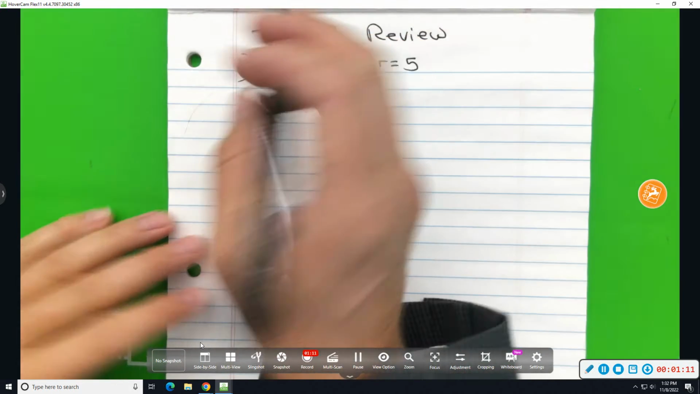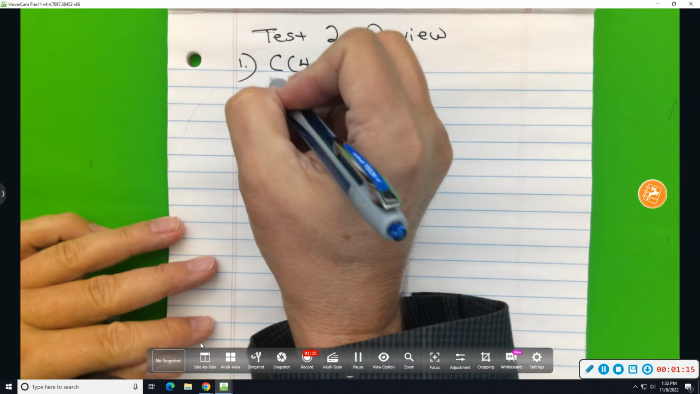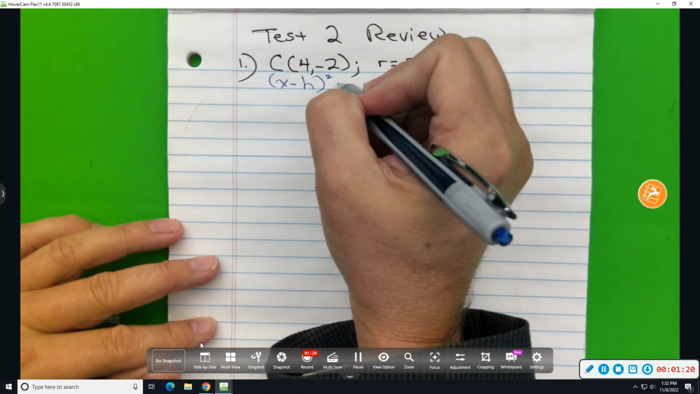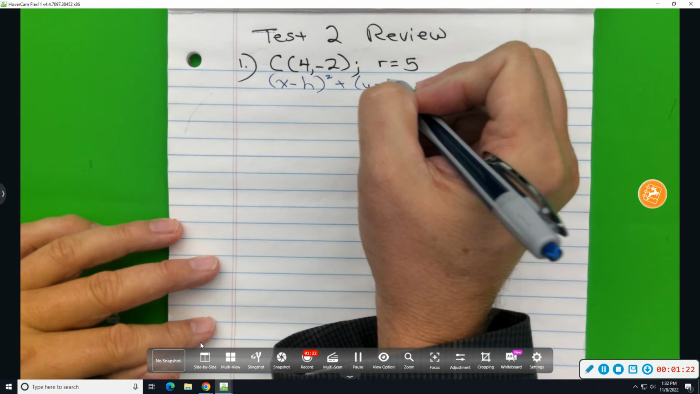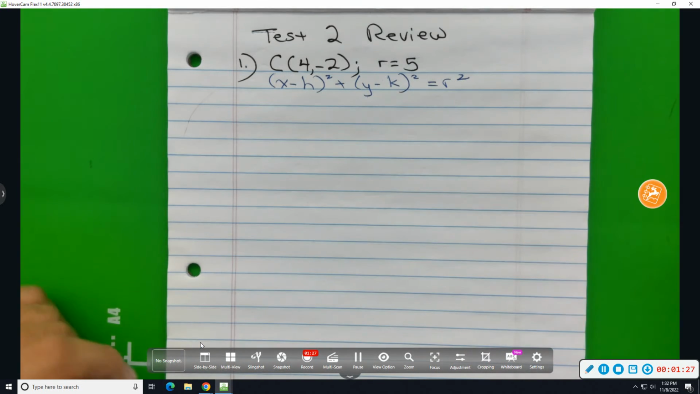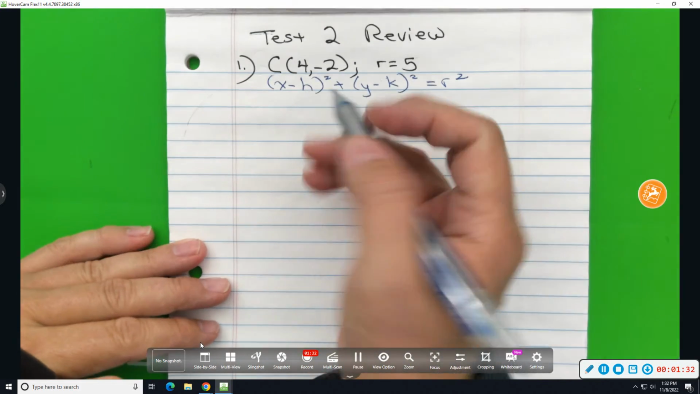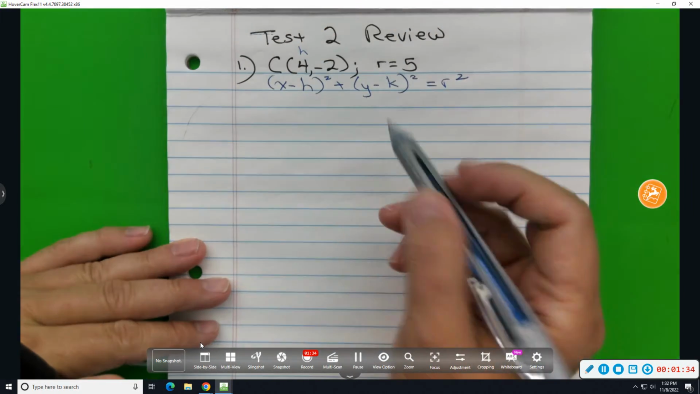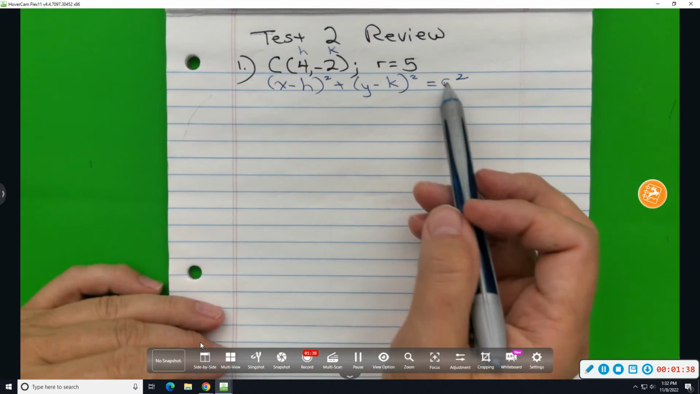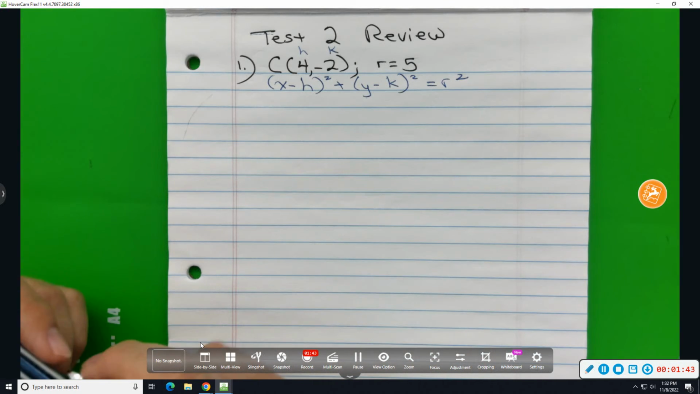And we know center radius form for the equation of a circle. It's x minus h quantity squared plus y minus k quantity squared equals the radius squared. So remember, h is the x coordinate of the center, k is the y coordinate of the center, and I've labeled the radius with the letter r, so r is obviously 5.